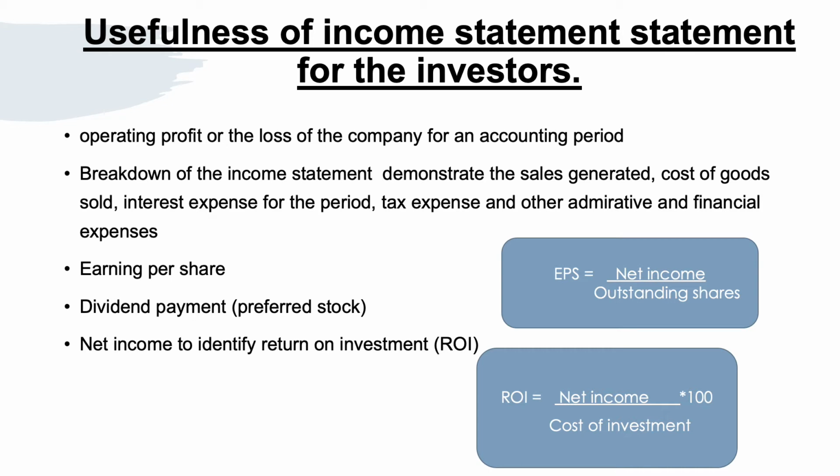So the most important fact that investors are keen to know is the earnings per share. That means the amount of gain that they will get by investing in shares in that company. So earnings per share can be identified through dividing net income by outstanding shares. Then the dividend payment of the company, preferably for preferred stock, and they are keen to know about the net income to identify return on investment.